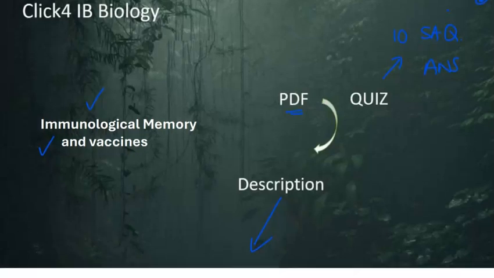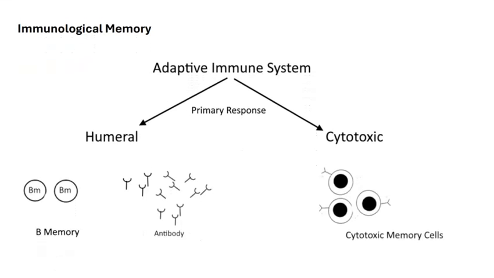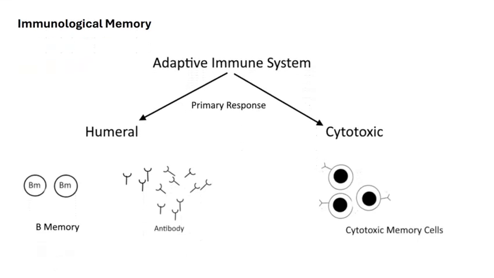So immunological memory and vaccines. In the previous two videos on the humoral and the cytotoxic response, the first encounter with a pathogen, when we first come across a pathogen, it's never been in your body before, the first time it gets entry past the barriers to infection, past the clotting, past the innate system, is called the primary response.